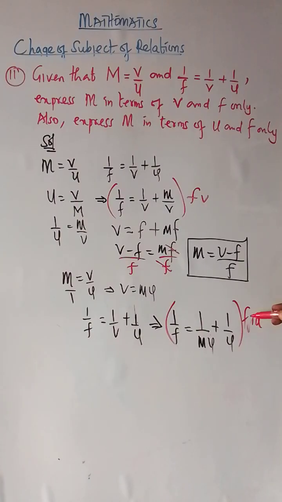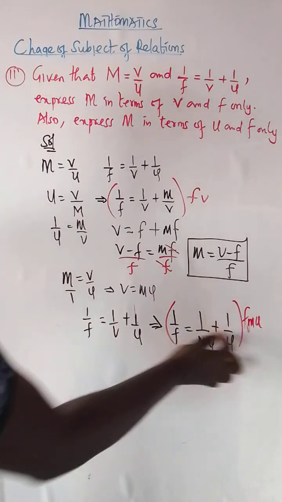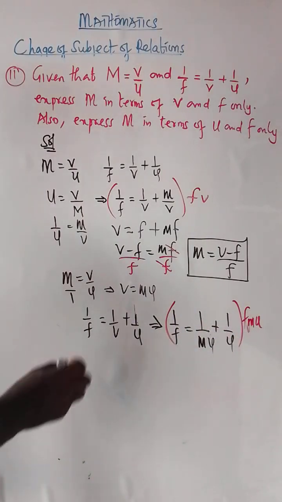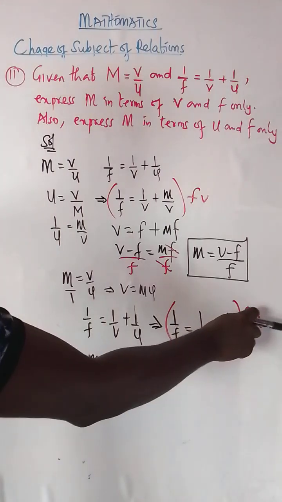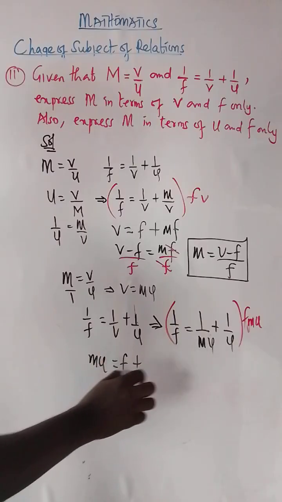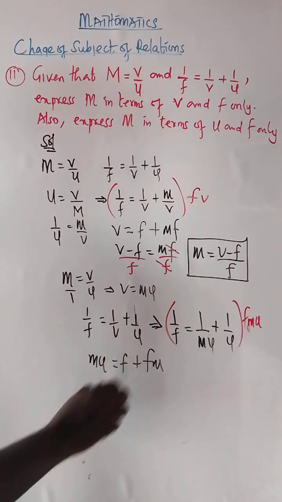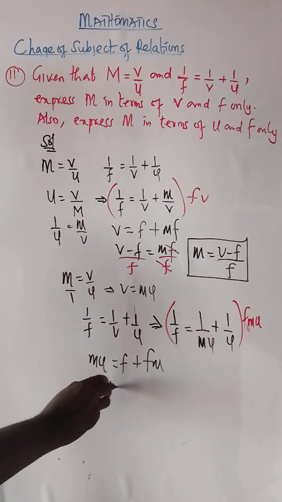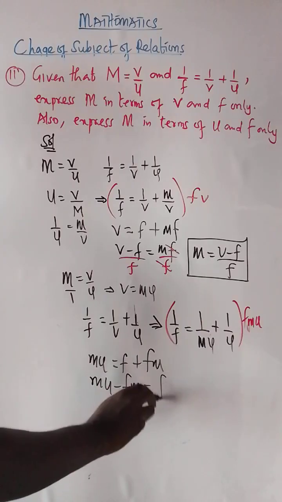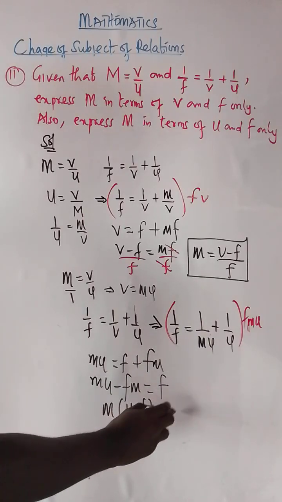So what happens here? This F will cancel this F. So we have MU left. Multiplying 1, so we have what? MU equals to MU cancel MU, we have F left times 1, F, plus U cancel this U, we have FM times 1, we have FM. Our aim is to get M, so bring this FM here. So we have MU minus what? FM equals to F. So factorize M, so we have M times U minus F equals to F.